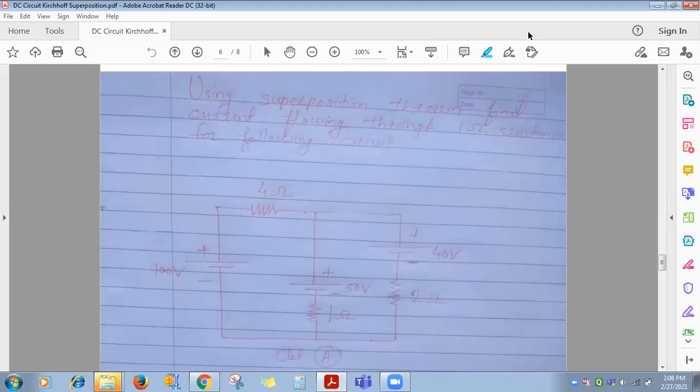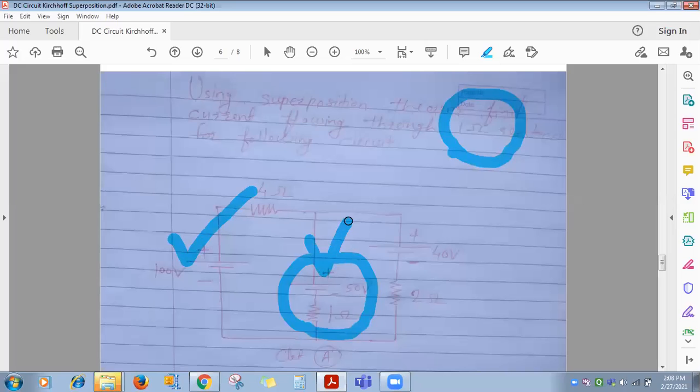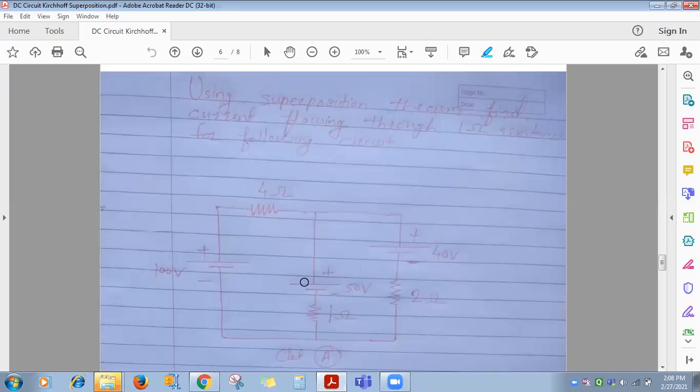Only the thing is, what is the load resistance? 1 ohm. So the current through this you mark as IL. Then IL dash for this, IL double dash for this, and IL triple dash for this. All are voltage sources. So solve. First show the direction of IL, upward or downward, whatever you want. Show it in the original circuit.